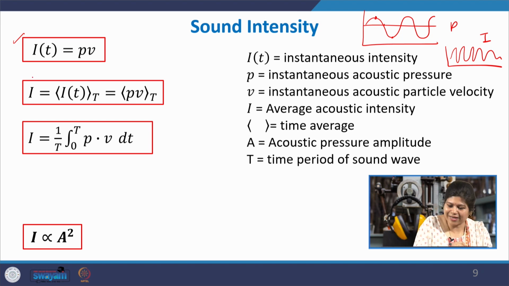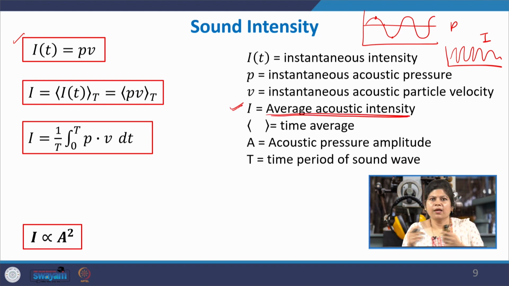So, we get this time averaged intensity. In most of the equations and in most of the cases when we discuss or describe the intensity of a sound wave, we in general mean the time averaged intensity, not the instantaneous intensity, because that is a fluctuating quantity. So, this time averaged intensity I is what? You do the time averaging of PV over the time period T. It can also be written in the form of an integral like this.